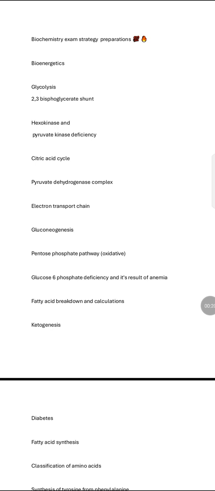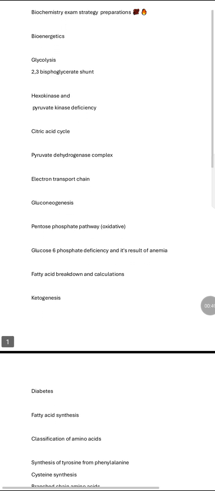Bioenergetics, glycolysis. So, just after glycolysis, you do 3 bisphosphoglycerate shunt, right? This is very important because it takes place and is very active in the red blood cells, right? And facilitates the oxygen delivery to the tissues.